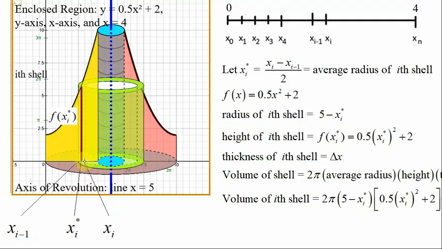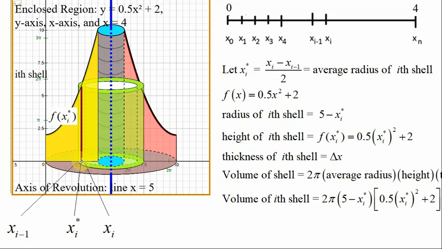Let's call it x sub i, meaning the distance from here to here is x sub i minus 1, and then the distance from here to here is x sub i. And right in the middle, which is x sub i plus x sub i minus 1 divided by 2, let's denote that as x sub i star. So x sub i star would be the distance from the y-axis to right here.